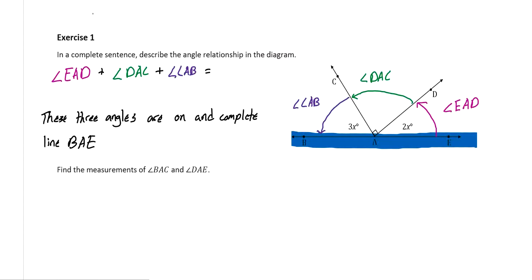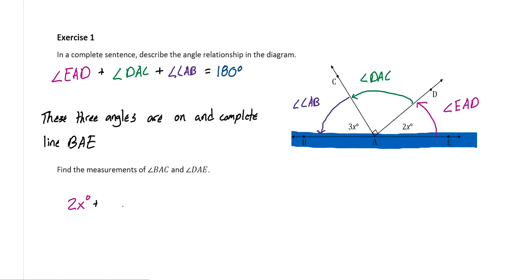So since they are all angles on a line, I know that when I add all those measurements up together, they equal 180 degrees. So what do we do with that then? Well, let's talk about what we got here. Angle EAD has angle measurement 2x degrees. Again, we don't know exactly what the angle measurement is, but we know it's 2x degrees.